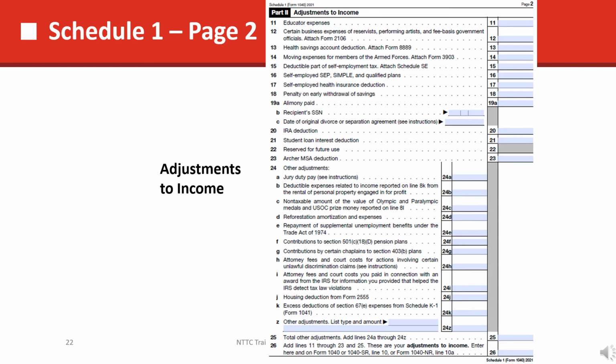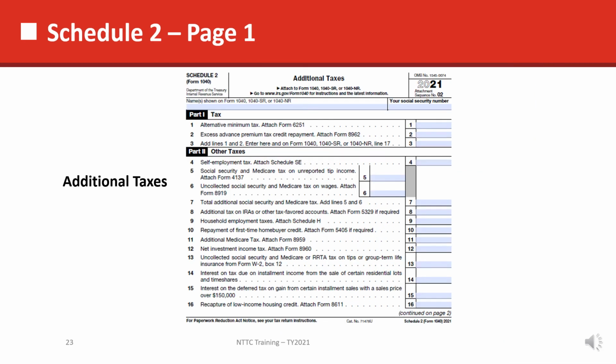Moving right along. Here is Schedule 2, page 1, additional taxes. Here you have things like alternative minimum tax, also called AMT, which we don't get too involved in because it typically affects higher income wage earners. So we don't run into that very much at all.